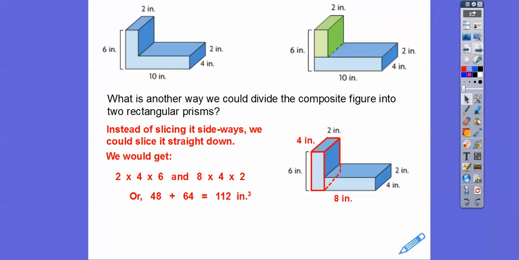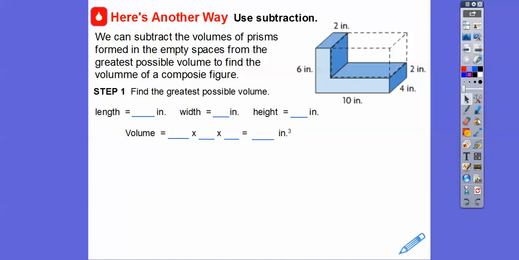Here's a whole other way. I like to call this the surround and subtract method. What we could do is get the biggest volume, which is to think of the big box that would contain this whole thing. There's this empty space right here. If we just included that empty space, the big box would be length times width times height. The length would be 10, the width would be 4, and the height would be 6.